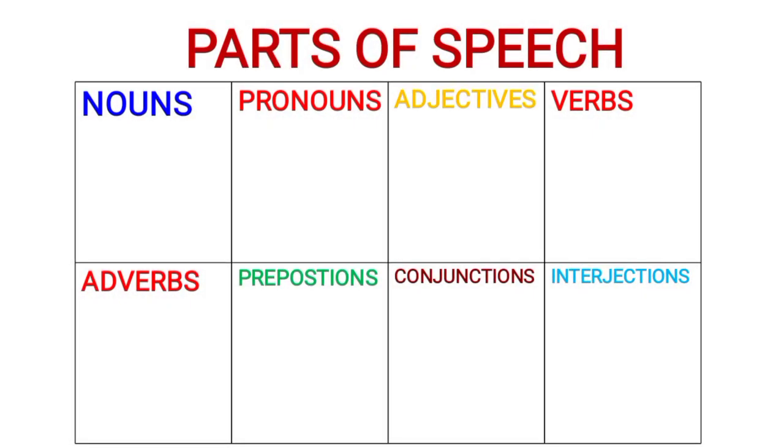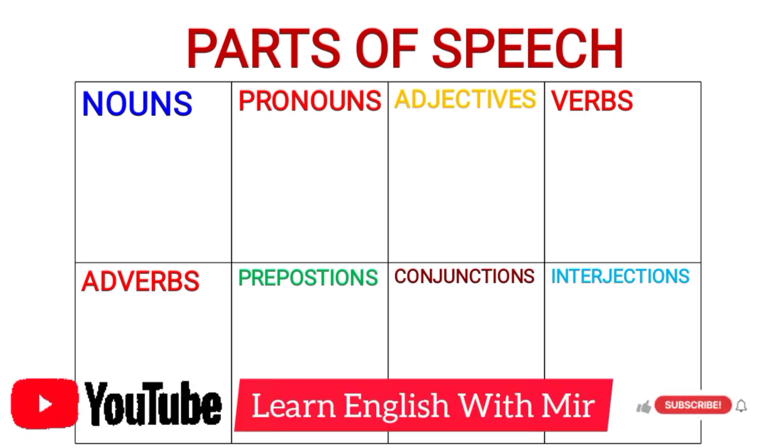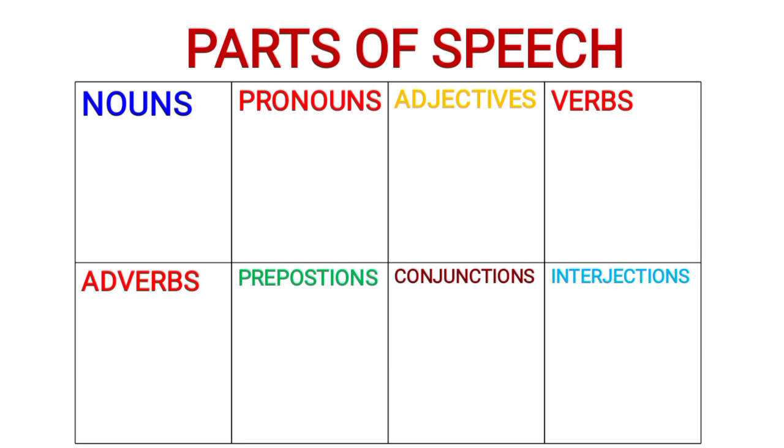Parts of speech. Every sentence we speak or write in English comprises words that fall in 8 different categories based on the function they perform in a sentence. These 8 categories of words are called parts of speech. These include nouns, pronouns, adjectives, verbs, adverbs, prepositions, conjunctions, and interjections.